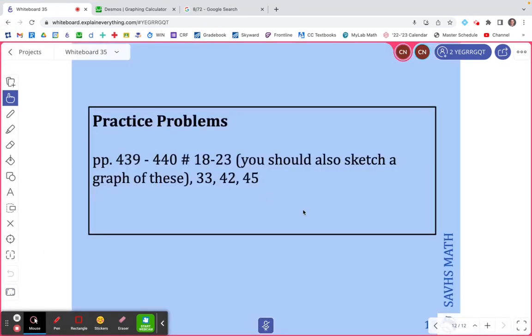Here's the deal. You have a book assignment. There are books in the back corner of my room. I want you to do all these problems. For the first set, I want you to just try to sketch graphs as best as you can. And then there's 3 more problems at the end. Try all of them, please. You should have time in class. And then tomorrow we'll do a little bit more graphing.